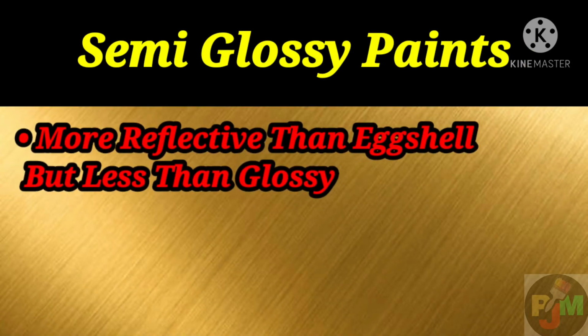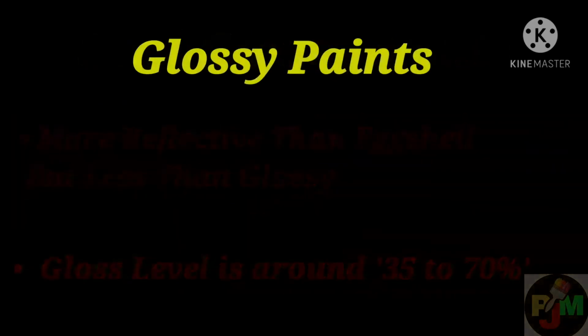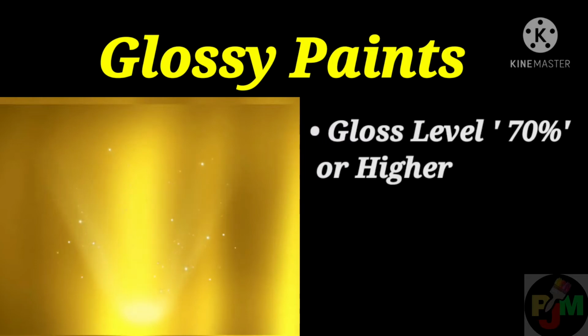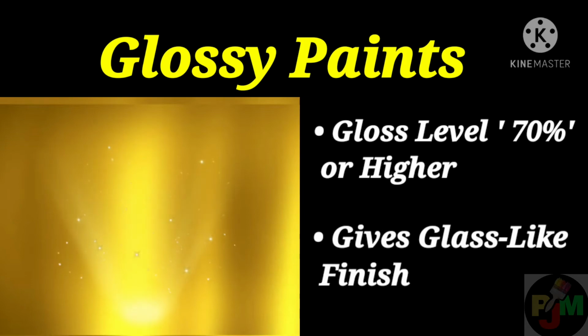Semi-glossy finishes. This finish is more reflective than eggshell but is not as shiny as gloss. Semi-gloss paints have a gloss level around 35 to 70%. Glossy finish. High gloss paints offer a 70% or higher reflectivity or gloss level, giving a high shine glass-like finish that is popular for doors, cabinets, molding and trim.